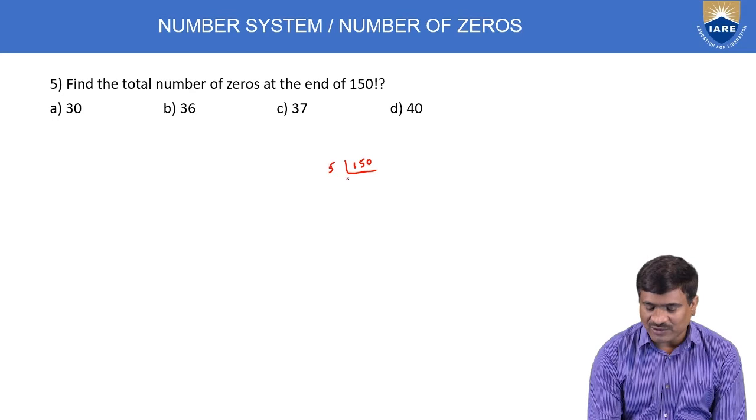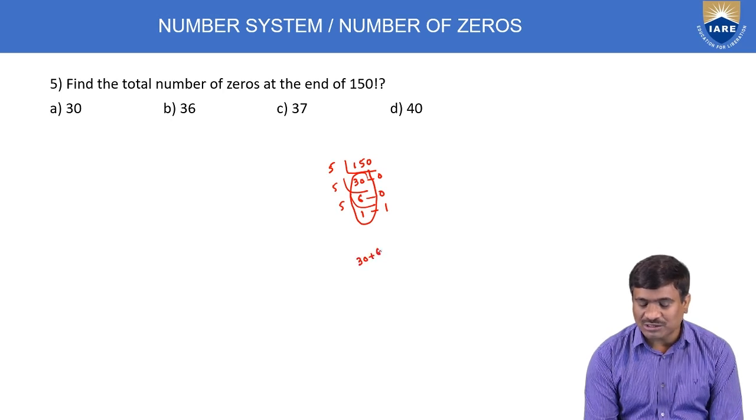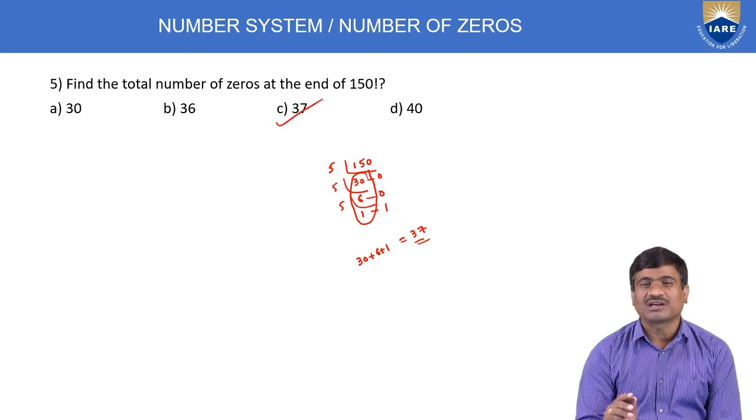Next method: 5 into 150 gives 30, remainder is 0. Next, 5 into 30 gives 6, remainder is 0. Next, 5 into 6 gives 1, remainder is 1. Consider only the sum of the quotients. The sum of the quotients, 30 plus 6 plus 1, is 37. Again, option C is the only correct answer.